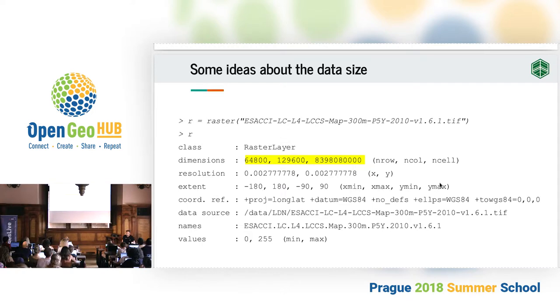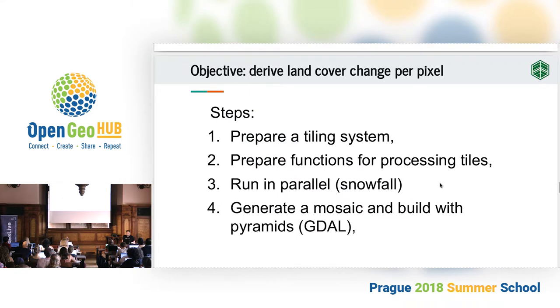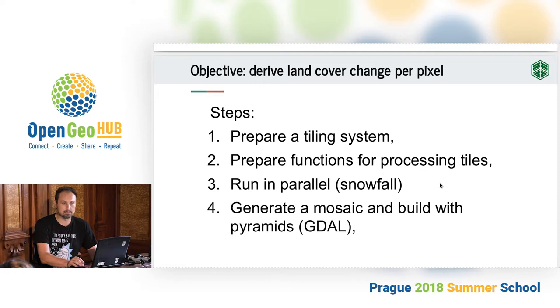And how did I do that? First I prepare the tiling system. Then I prepare a function to process each tile. Then I check that these functions work, including on extreme cases when all pixels are missing or all pixels are the same. And once I'm done checking everything, and I know how many CPU hours it will take, then I just run it.